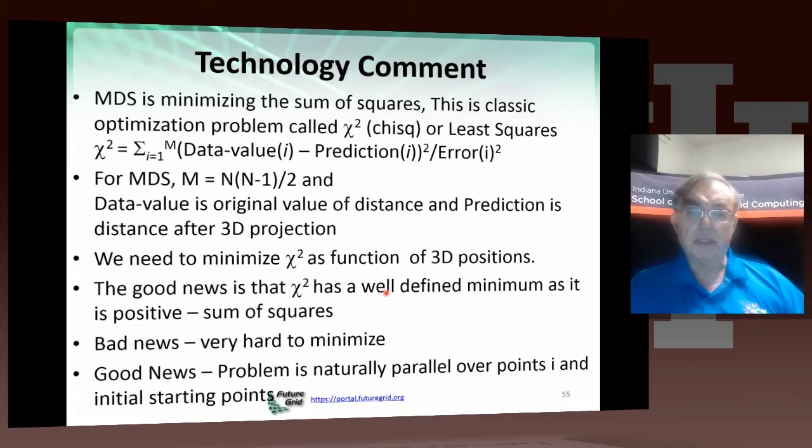And chi-square, because it's a sum of positive numbers, actually has a minimum because it's bounded below by 0. You can never get it, but if you make the data and prediction very far apart, it's bounded above only by infinity, you'll get huge chi-squared, and somewhere there's an actual minimum, which you have to find. And as I said, it's pretty hard to minimize. You need some fancy methods to make that work, but it is naturally parallel over points and initial starting positions.